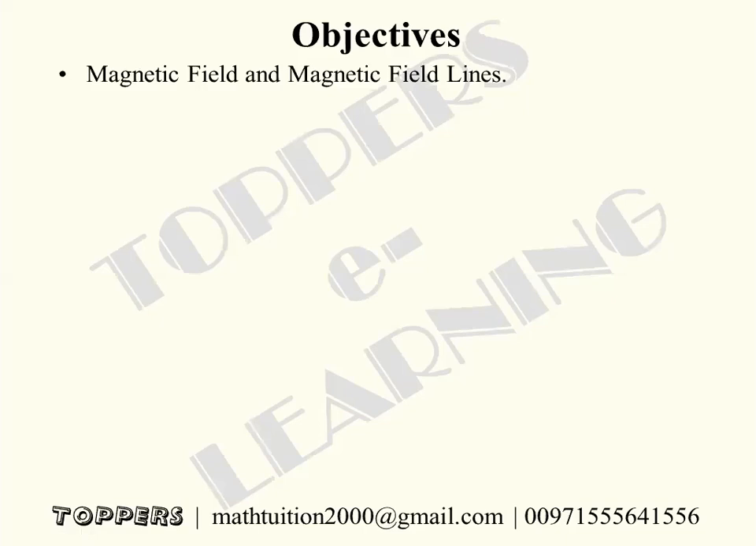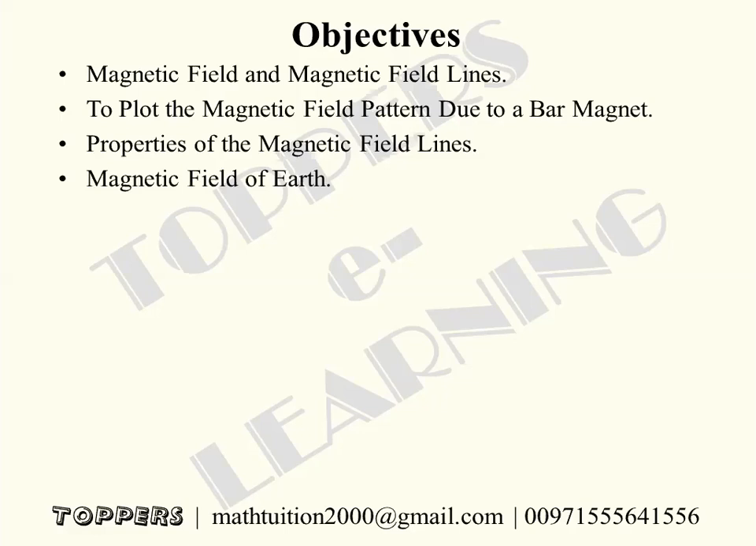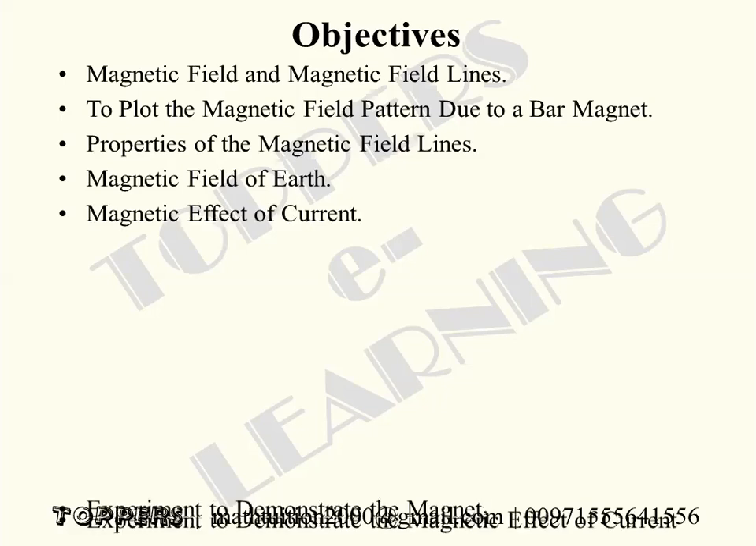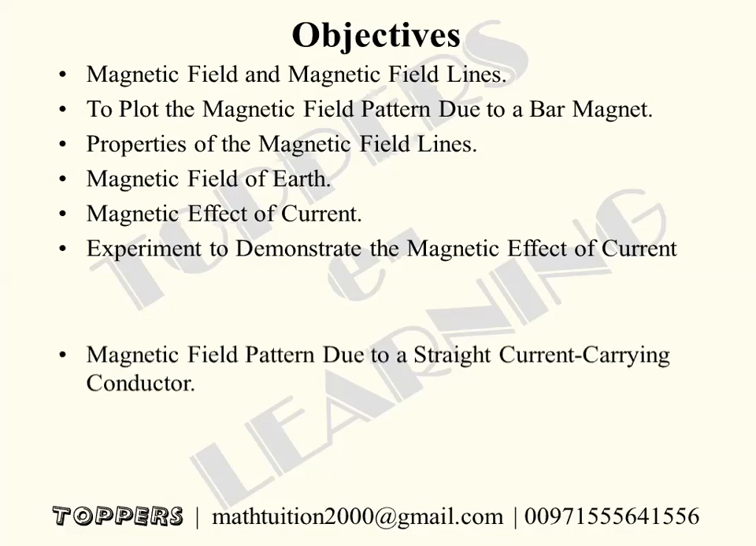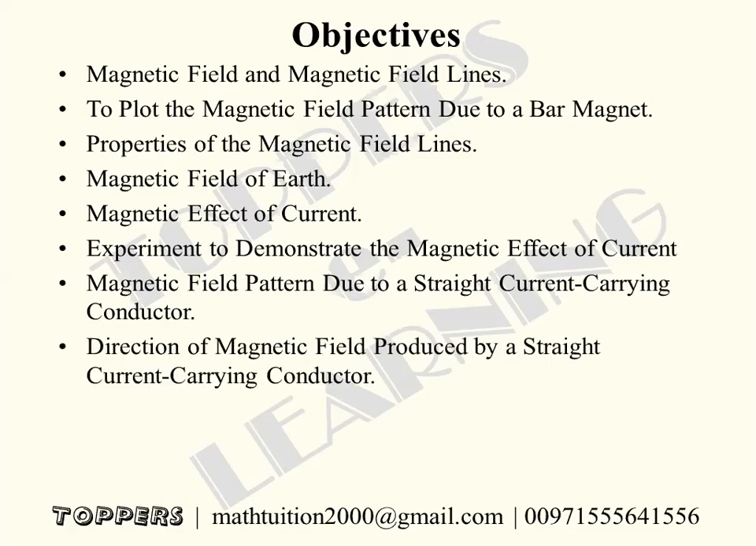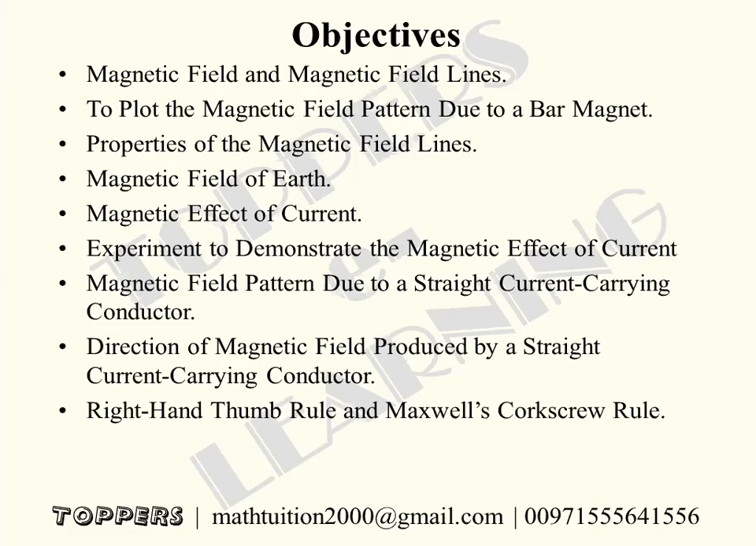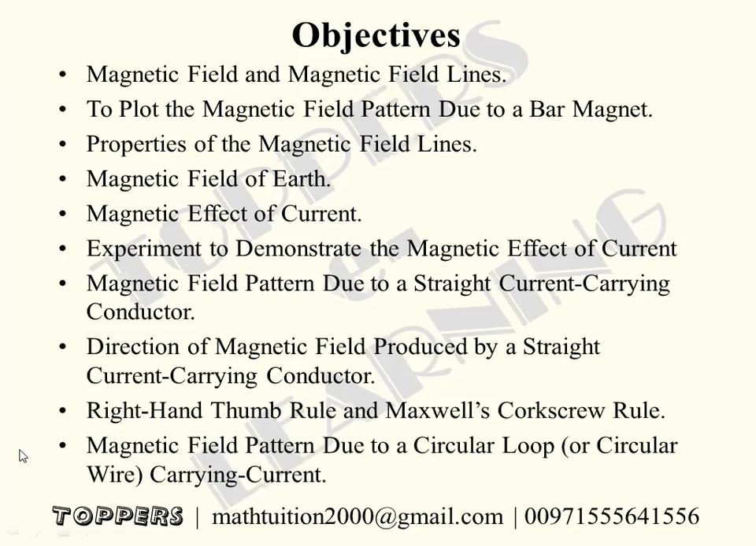We have to learn magnetic field and magnetic field lines, to plot the magnetic field pattern due to a bar magnet, properties of the magnetic field lines, magnetic field of Earth, magnetic effect of current, an experiment to demonstrate the magnetic effect of current, magnetic field pattern due to a straight current carrying conductor, direction of magnetic field produced by a straight current carrying conductor, right hand thumb rule and Maxwell's corkscrew rule, magnetic field pattern due to a circular loop or circular wire carrying current.